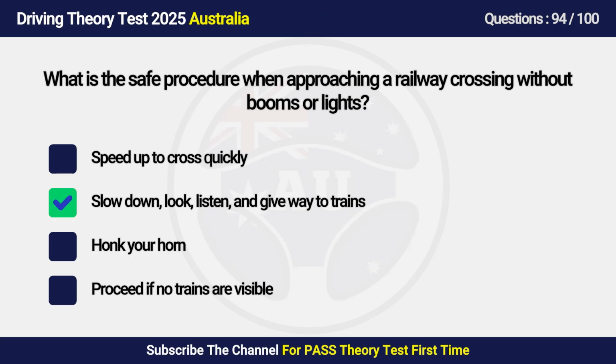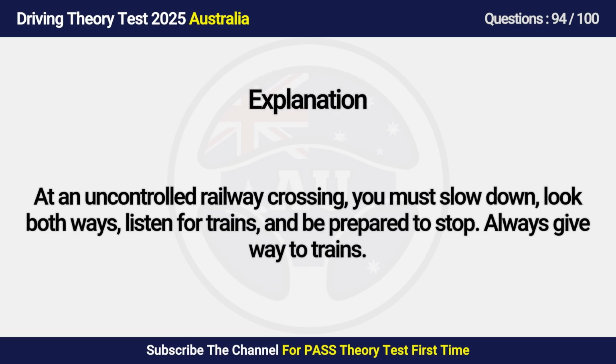Answer is B. Slow down, look, listen, and give way to trains. At an uncontrolled railway crossing, you must slow down, look both ways, listen for trains, and be prepared to stop. Always give way to trains.